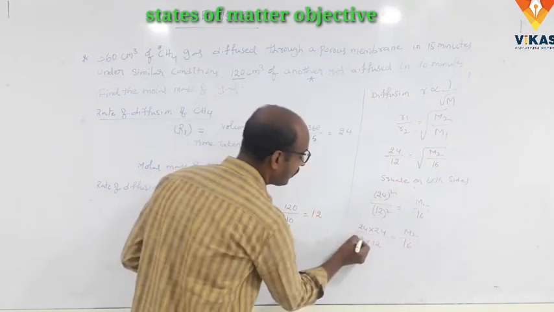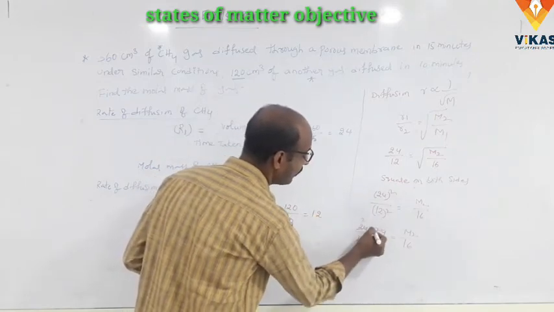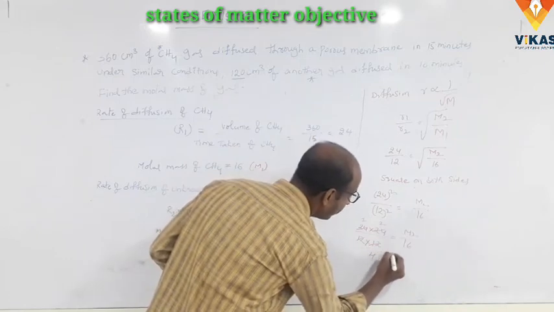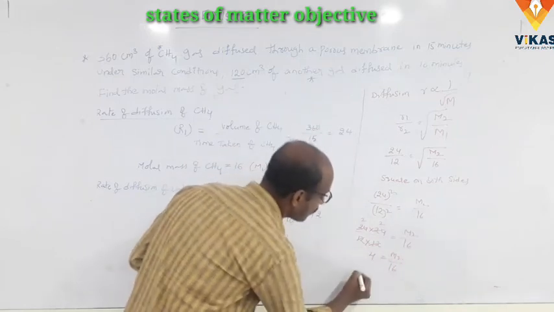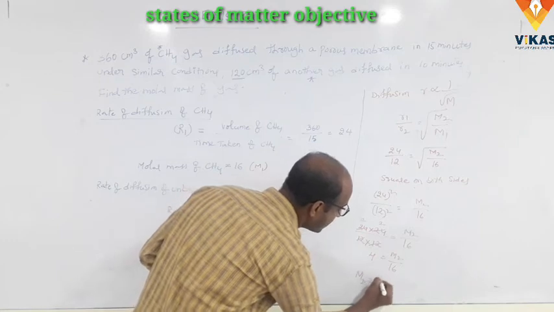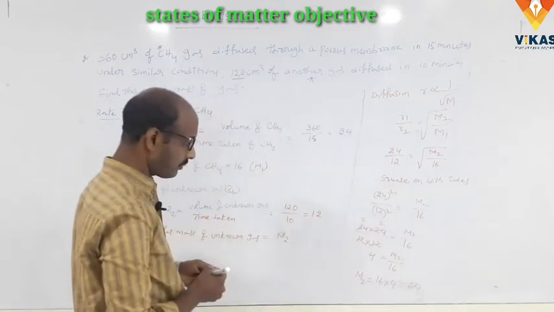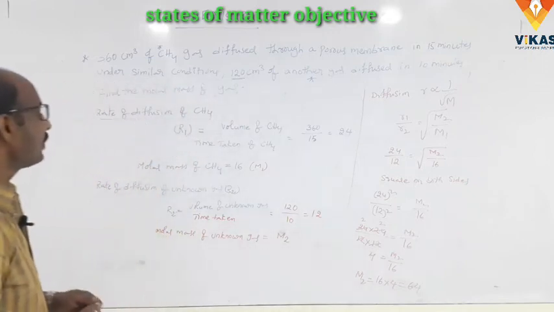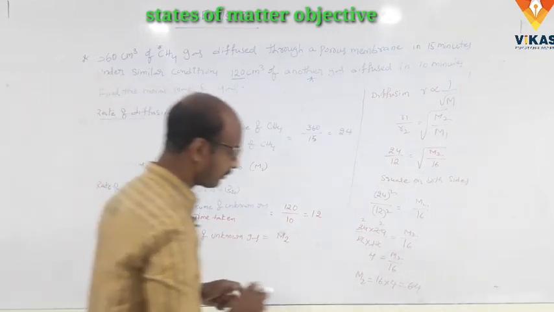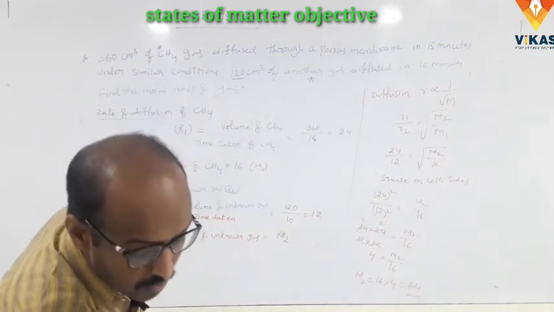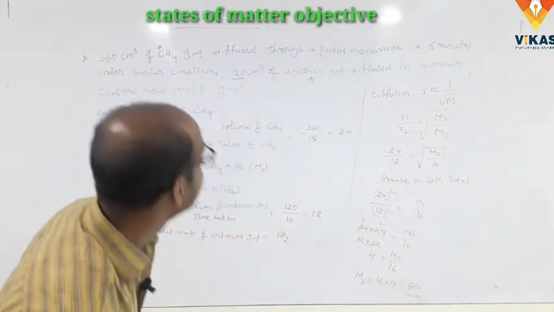It becomes the same. Here 12 two times goes, 12 two times goes. So 2 × 2 is how much, 4, equal to M2/16. So finally we get M2 is equal to 16 × 4, that is equal to 64. So what does it become? 64. So finally once again I will repeat it.